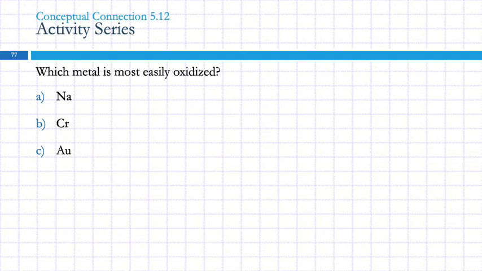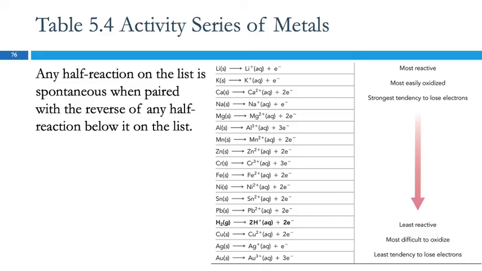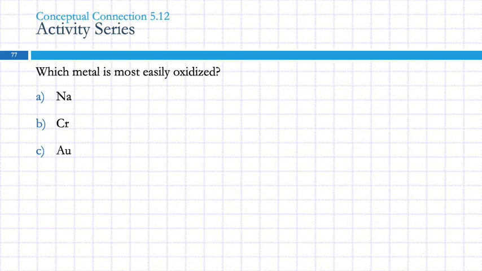So which metal is most easily oxidized? I'll let you look at the list. Which metal is the coolest? Sodium. So sodium is most easily oxidized. Gold is not easily oxidized, which makes it really good for jewelry because it doesn't tarnish. It doesn't react with much of anything.